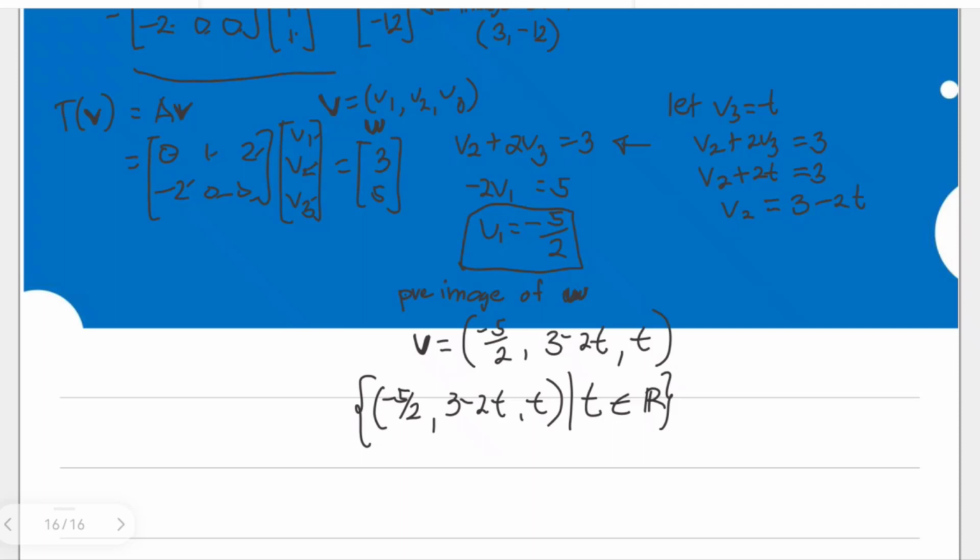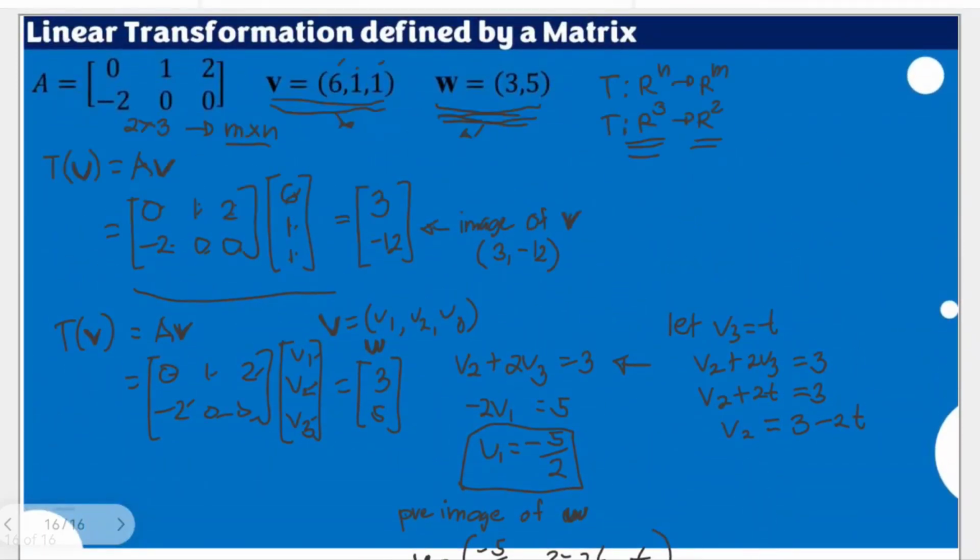This is how we solve the preimage and image of a vector under a linear transformation that is defined by a given matrix. Of course, this is very important as part of our analysis.